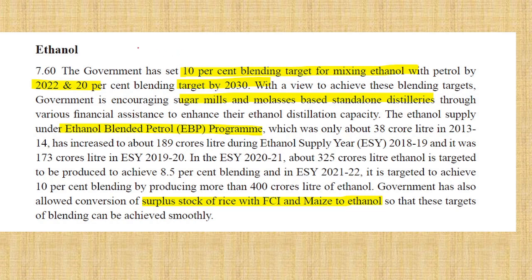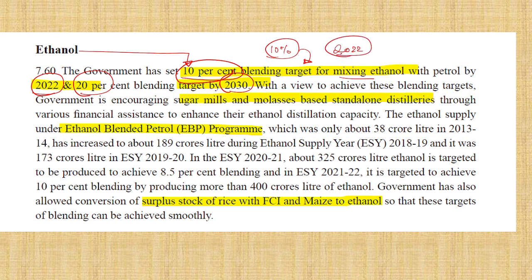Next, ethanol blending. What will the prelims ask? What percentage? Now ethanol blending with petrol is 10%, in 2022. They are aiming for 20% in 2030. The 20% is not yet achieved; now it is only 10%. Remember this target for 2022. And now you are supposed to go and see how ethanol is produced.